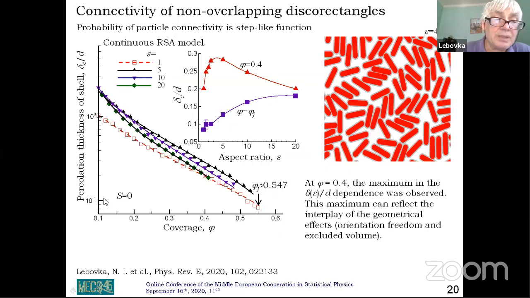Here I represent the percolation thickness of the shell versus coverage for different aspect ratios for disk rectangles. You see that in all cases we observed such a situation, and at the jamming point we have an increase of the thickness of the shell with the aspect ratio. This maximum at smaller filling ratio can be explained by the interplay of geometrical effects, release of orientation degrees of freedom, and excluded volume effects.